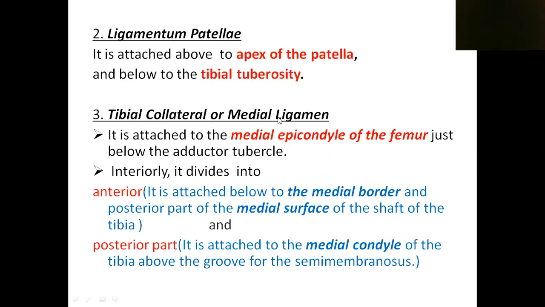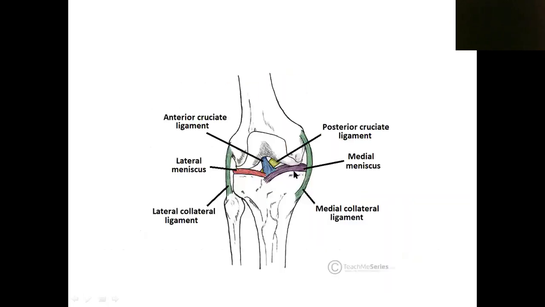Now, the tibial collateral ligament. It is attached to the medial epicondyle of the femur, and inferiorly it divides into two bands, anterior band and posterior band. The anterior band is connected to the medial border and the posterior part of the medial surface of the shaft of the tibia. The posterior band is attached to the medial condyle of the tibia above the groove for semimembranosus. We'll see the details.